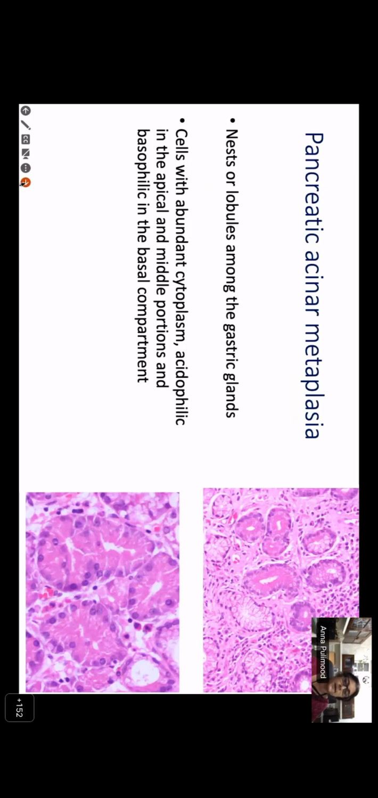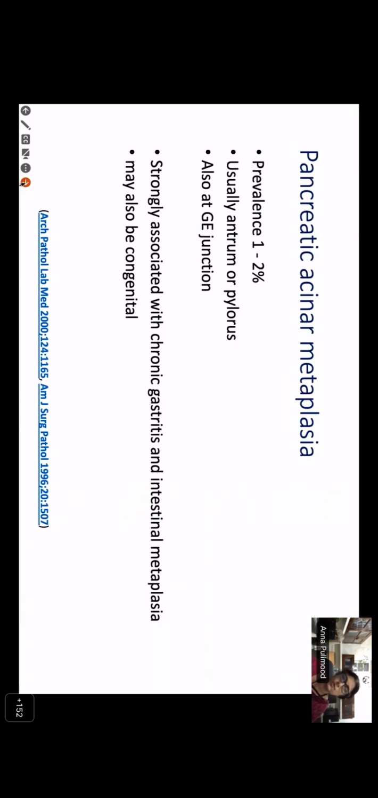Pancreatic metaplasia is actually much less common. It usually appears in nests or lobules, and may be seen in up to 1 to 2% of biopsies. It's usually in the antrum or pylorus, also at the GE junction. It's just indicative of chronic gastritis.